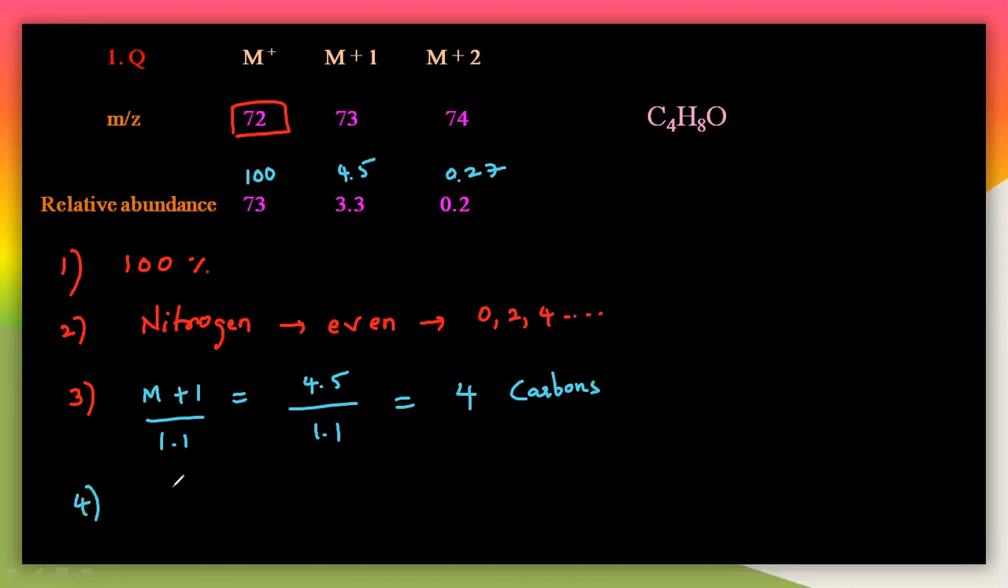Next, in the fourth step, M plus 2 is 0 here. M plus 2 is 0. That means no chlorines and no bromine. So very good. So now till now we have applied these 4 rules here.